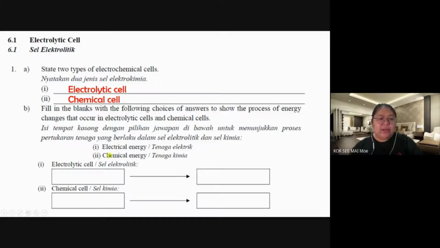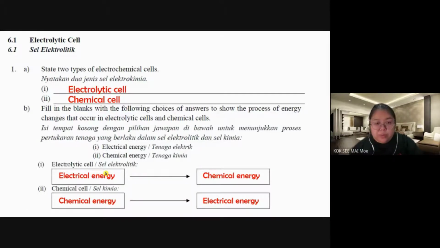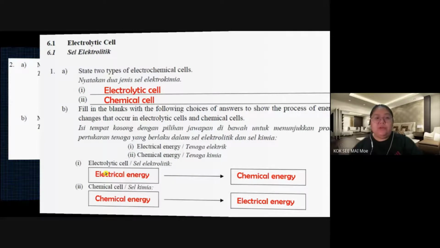So first round, electrolytic cell is from the electrical go to the chemical. Chemical means terbalik (the reverse): from the chemical produce electrical. I think this one is no problem for you. Then we go to number 2.